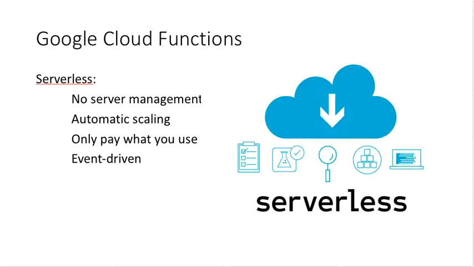Google Cloud Functions is serverless. If your application uses Google Cloud Functions, you don't need to manage your server, and it's also automatic scaling. You only pay for what you use. That means if your application invokes one function, you need to pay the function bill. But you don't need to pay for non-invoked functions. And cloud functions are event-driven, which means they are executed when cloud events occur.